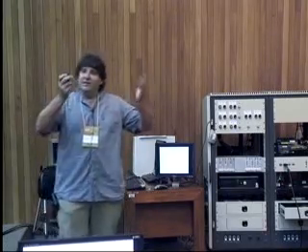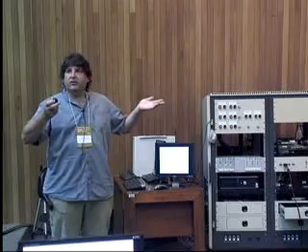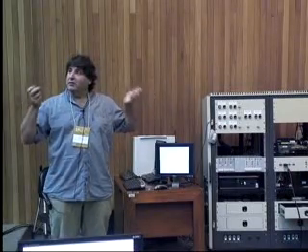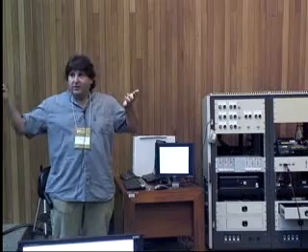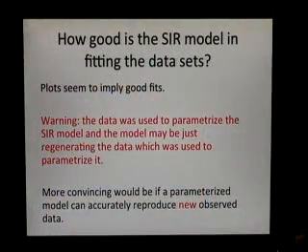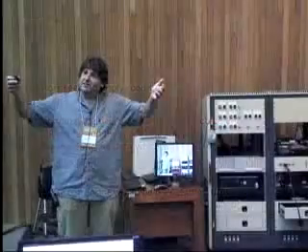Okay, so I showed you, I think, 5 plots. They look pretty good. But you have to be careful. And I talk about this in the book. You have to be very, very, very careful before you believe that these are good fits. And the danger is what I write in red, that the data was used to so-called parameterize the model to find beta and nu. So what you have to worry about is that the model is just regenerating the data that was used to parameterize it.